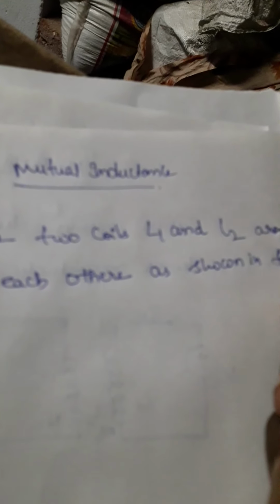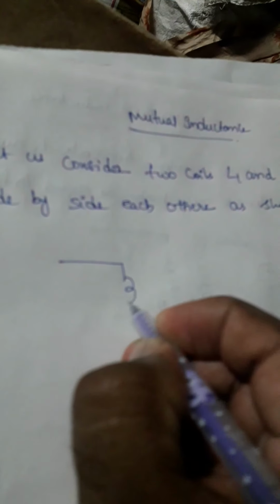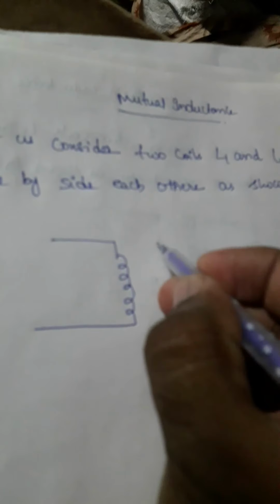Here let us consider two coils, L1 and L2, placed side by side each other, as shown in the figure. See here, this is one coil and this is another coil. These are placed side by side each other.